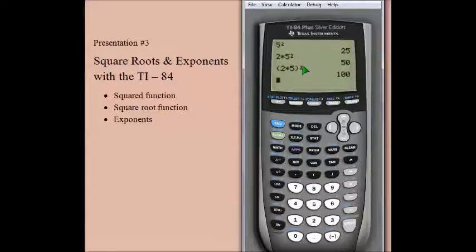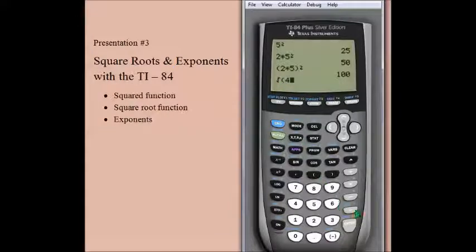Square root function uses the same key as the squared function. If I wish to take the square root of 4, I hit second up here, the squared button, see the little square root there, and then 4. Now on the TI-84 C, you don't have a parenthesis here, and the radical extends across.